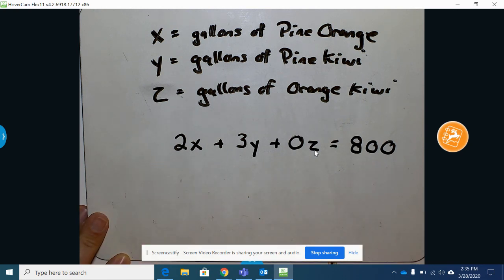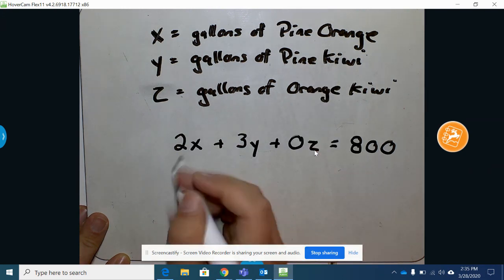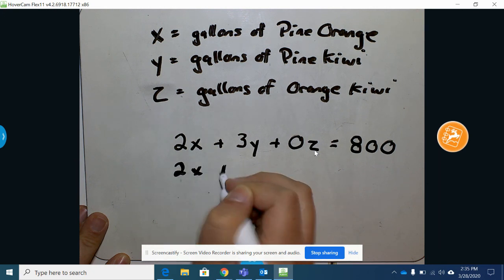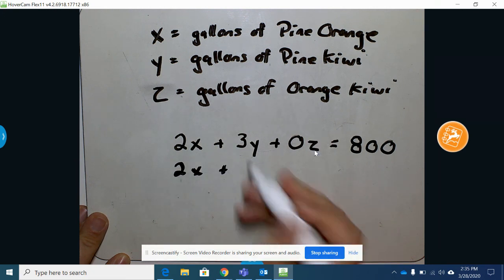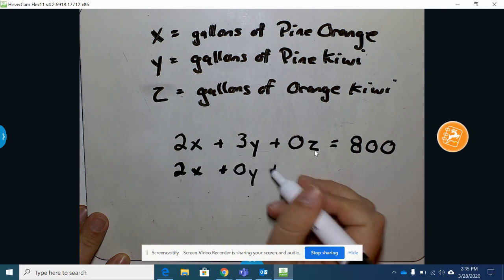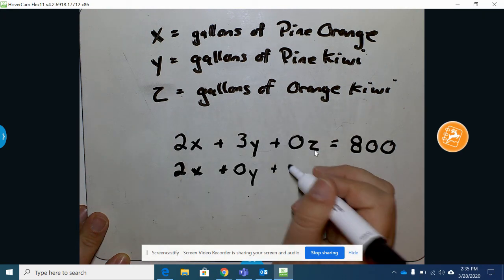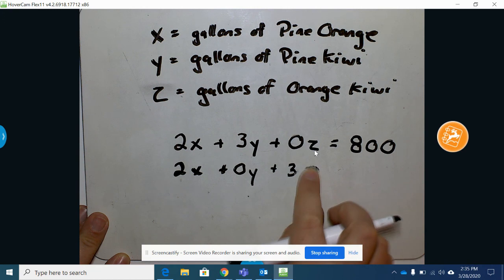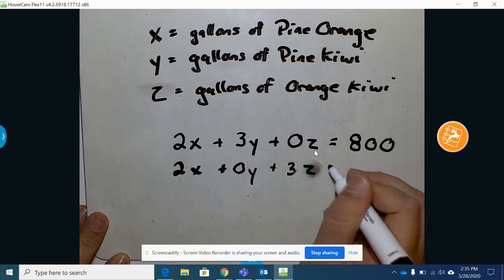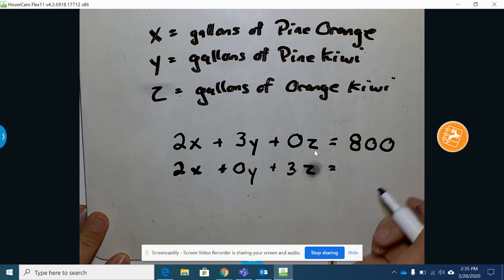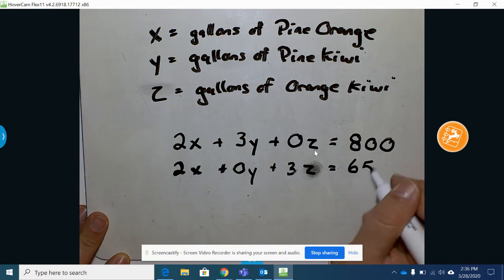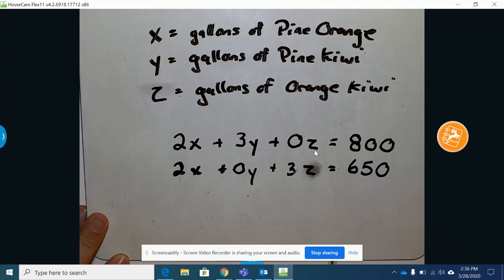We're going to do the same thing for orange juice. How many quarts of orange juice go in pine orange? 2. How many quarts of orange juice go in pine kiwi? None. How many quarts of orange juice go into orange kiwi? 3. So that would be 3Z. How many quarts total do we have of orange juice to use? 650 quarts. Okay. Our last equation is going to represent the kiwi juice that we have.